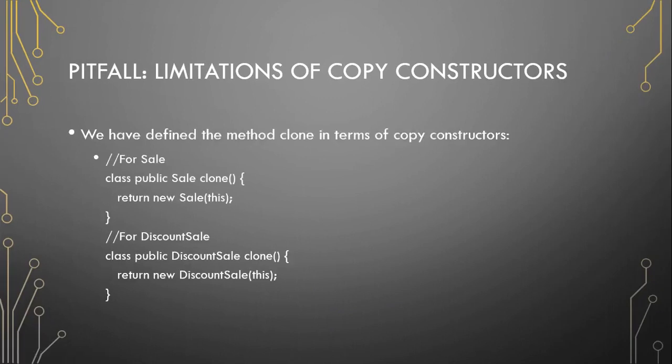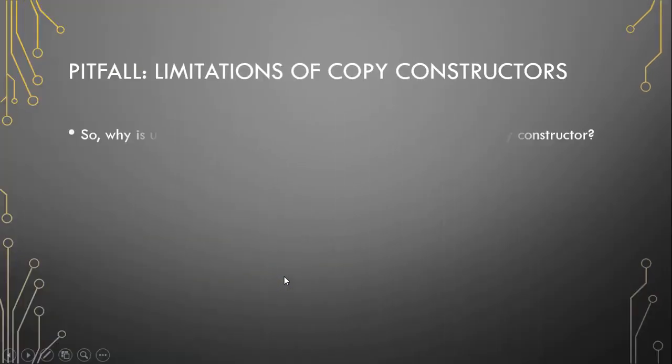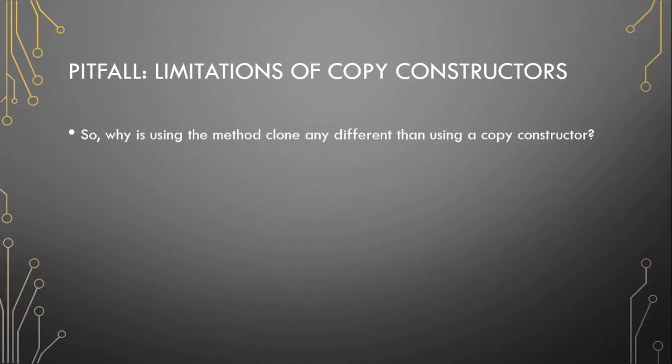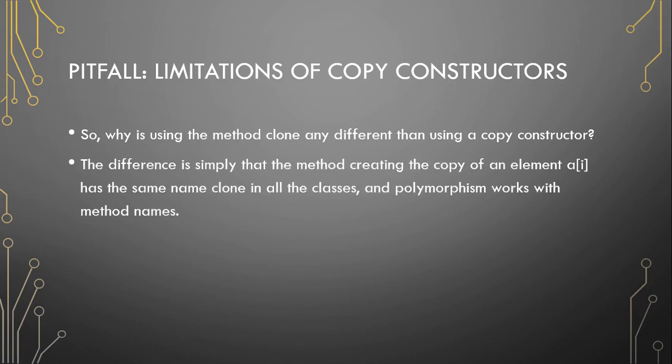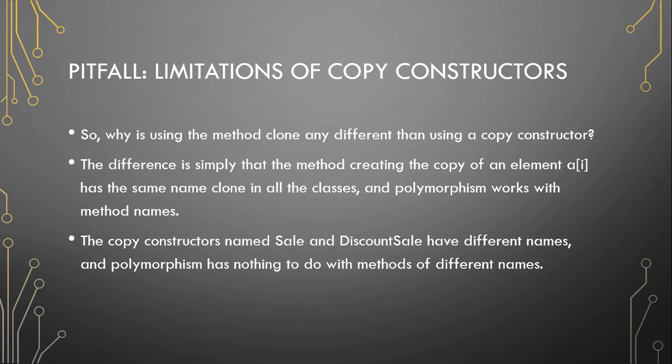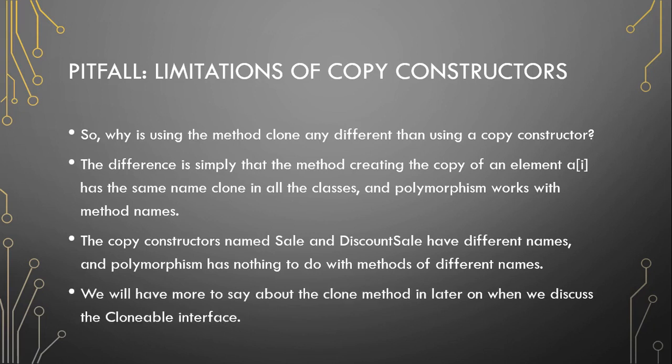So in that example, you saw that we defined the method clone in terms of copy constructors. We have public Sale clone, which returns new Sale(this), and in the discount sale, return new DiscountSale(this). So the question to ask then is, why is using the clone method any different than using a copy constructor? Well, the difference is simply that the method creating the copy of an element A[i] has the same name, clone, in all the classes, and polymorphism works with method names. The copy constructors named Sale and DiscountSale have different names, and polymorphism has nothing to do with methods of different names. Now, of course, we will have more to say about the clone method later on when we discuss the Cloneable interface.